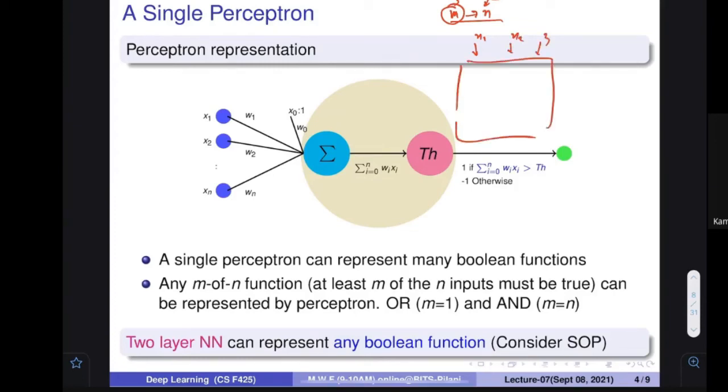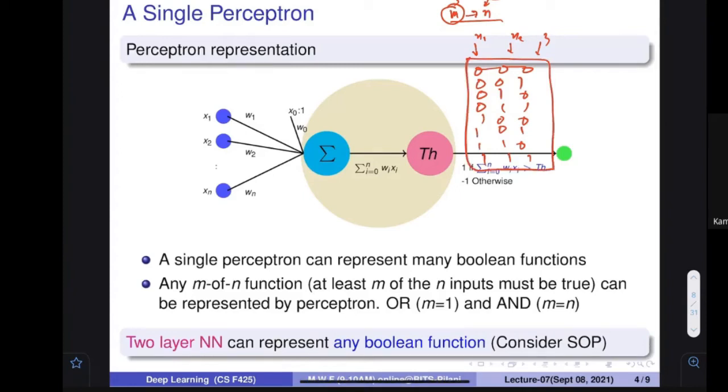So what could be the input? 0 0 0, 0 0 1, 0 1 0, 0 1 1, 1 0 0, 1 0 1, 1 1 0, 1 1 1. These are the only possible inputs. If I want the output to be 1 when at least 2, that is 2 or more, of the inputs are 1, at that time I want the 1.